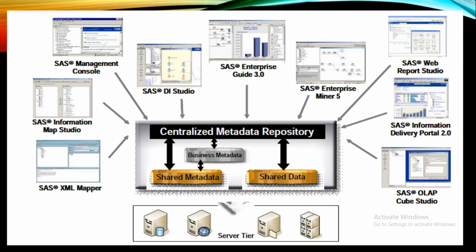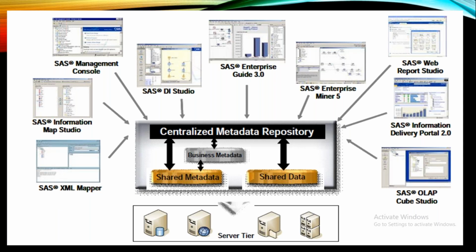So here, all the tools are not used by the organization. A combination of tools they are using. Some organizations are using only EG, Enterprise Guide. Some organizations are using only DI, Data Integration. Some are using DI and OLAP combinations. Some are using Enterprise Guide and OLAP, or somewhere Information Map Studio itself they are working, and Web Report Studio. So this is the combination of different tools.